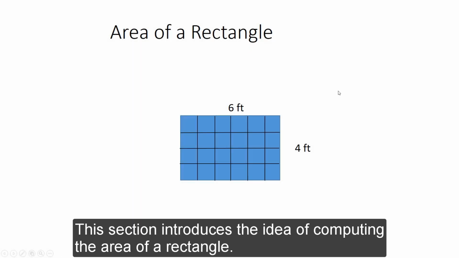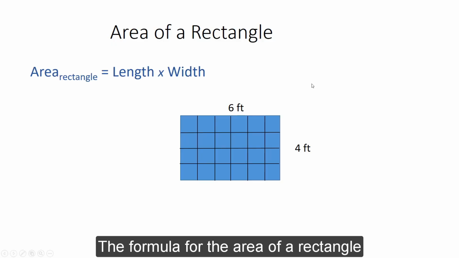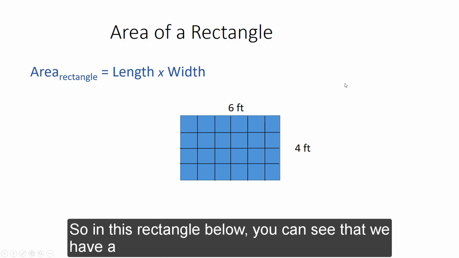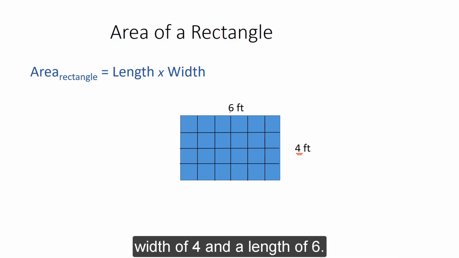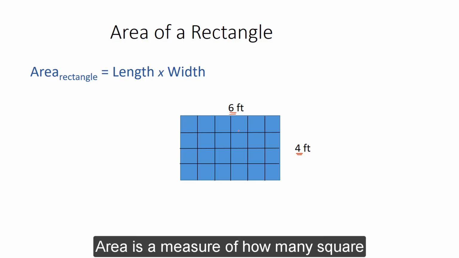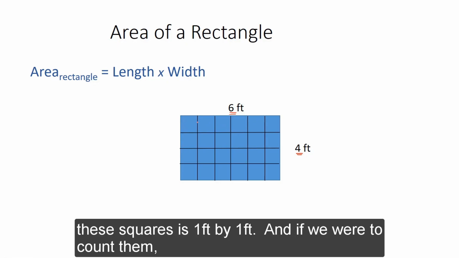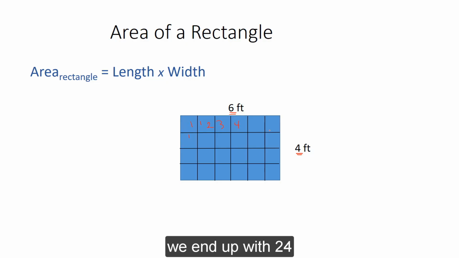This section introduces the idea of computing the area of a rectangle. The formula for the area of a rectangle is length times width. So in this rectangle below, you can see that we have a width of 4 and a length of 6. Area is a measure of how many square units are contained within the object. So each of these squares is 1 foot by 1 foot, and if we were to count them and so forth, we'd end up with 24.